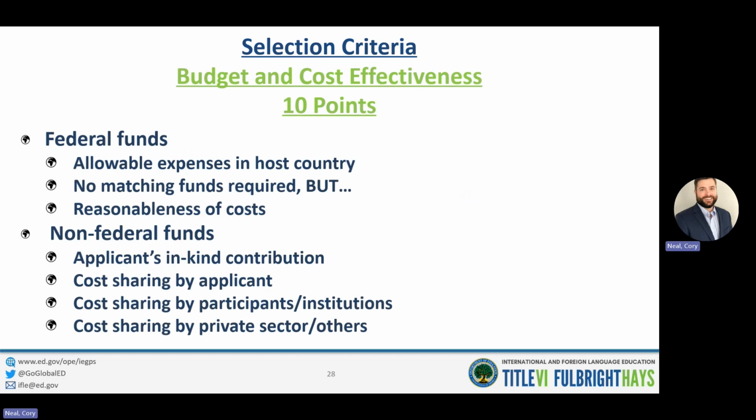Budget and cost effectiveness is the third. This is worth 10 points. You should demonstrate and justify that all allowable expenses presented are adequate and reasonable in today's market and necessary to accomplish the project's goals. You should discuss the project's cost effectiveness and share the relationship between the project's cost and the project's objectives. GPA programs do not require matching funds, but they are recommended if you can.